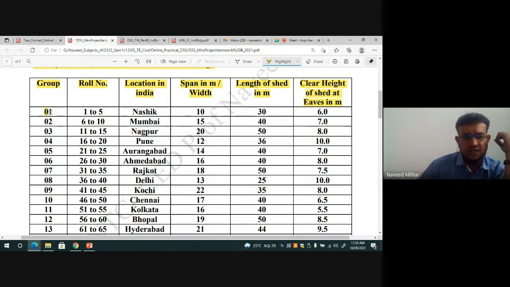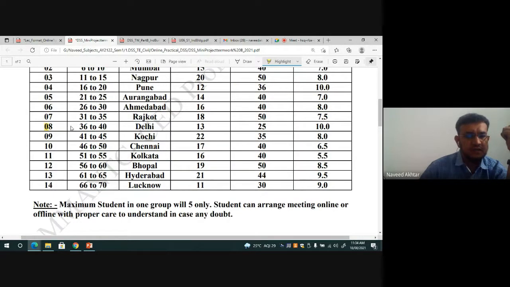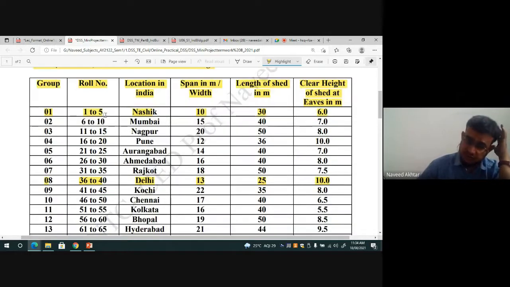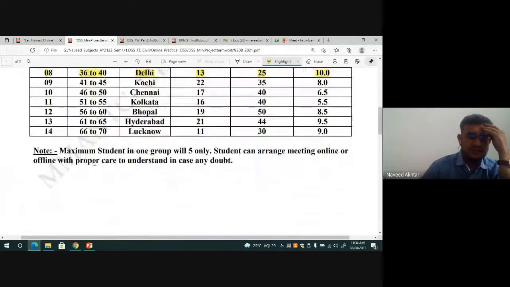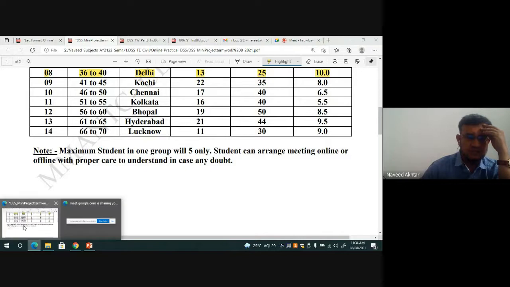For group number 1, I will read: roll number 125, the location is Nashik district, span is 10 meter, length of shed is 30 meter, and the clear height of shed at the eaves is 6 meter. Similarly, for group number 8, roll numbers 36 to 40, the location is Delhi, span of your industrial building is 13 meter, length is 25 meter, and the height of building is 10 meter. So for different groups, different locations are there, and based on locations, you have your industrial building. If you do not understand anything, you can ask me, and I will explain to you. So don't worry.